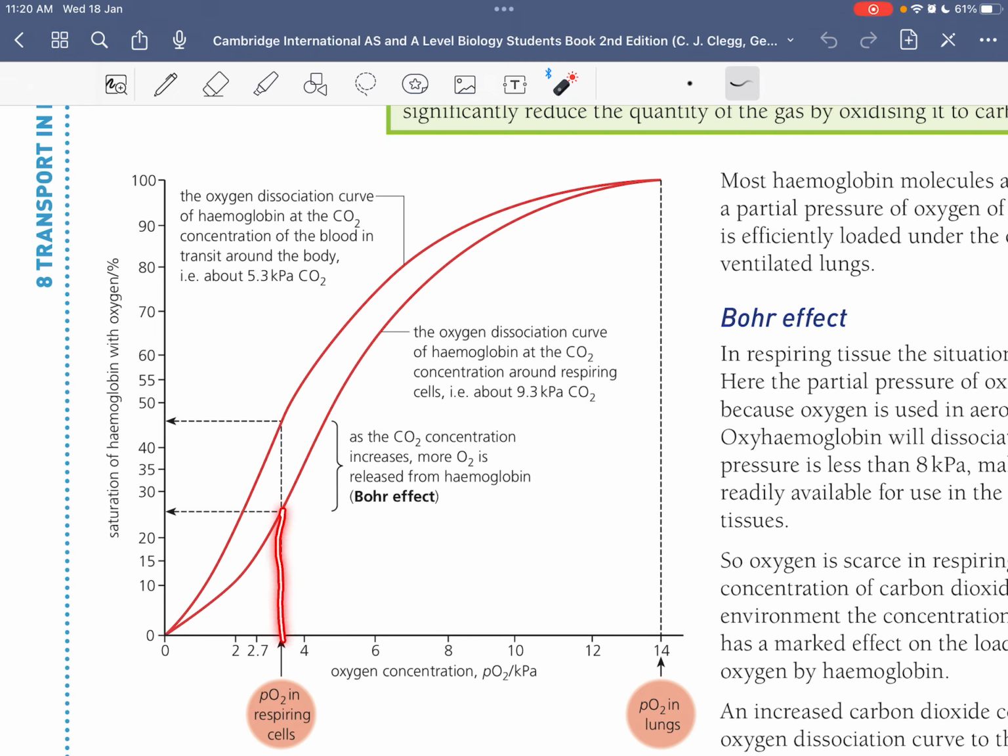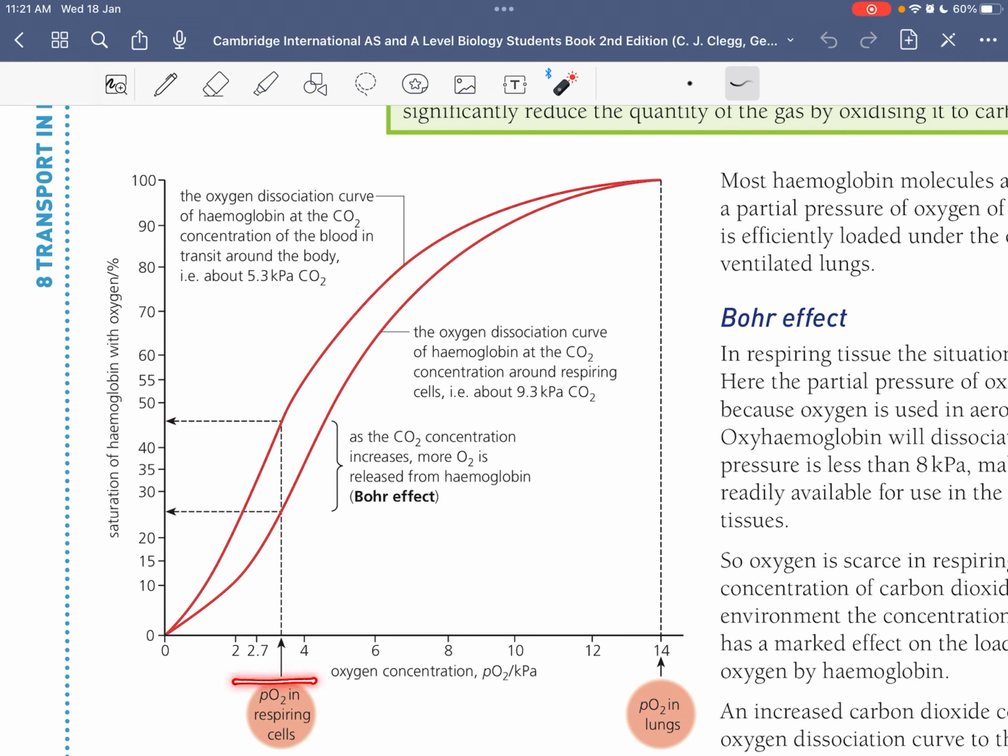So let's look at this curve. We can see that the partial pressure of oxygen is this much, and the degree to which the hemoglobin is saturated is somewhere between 20 to 30%. Whereas if we look at the left curve, in which the CO2 concentration is low, at the same partial pressure of oxygen, the hemoglobin is more saturated with oxygen. So you see the difference.